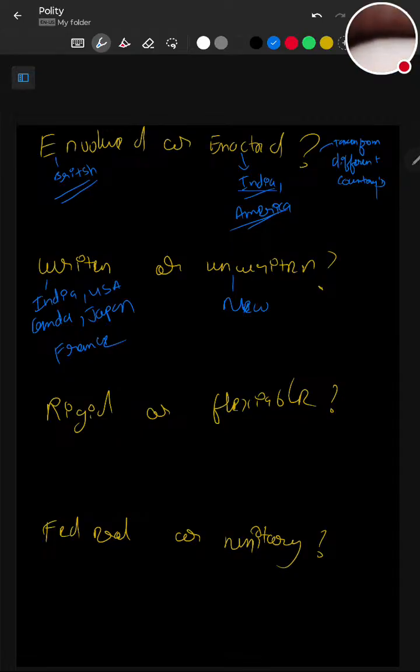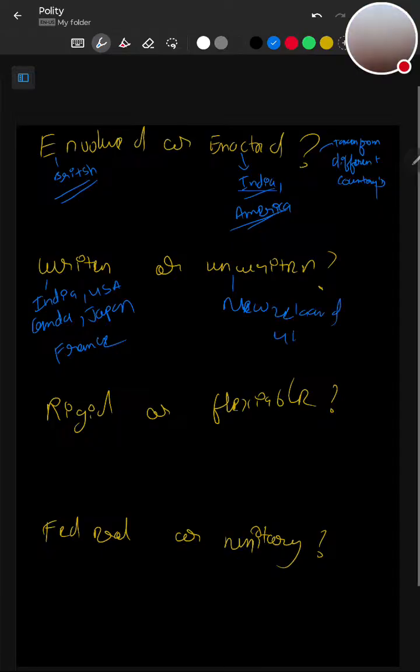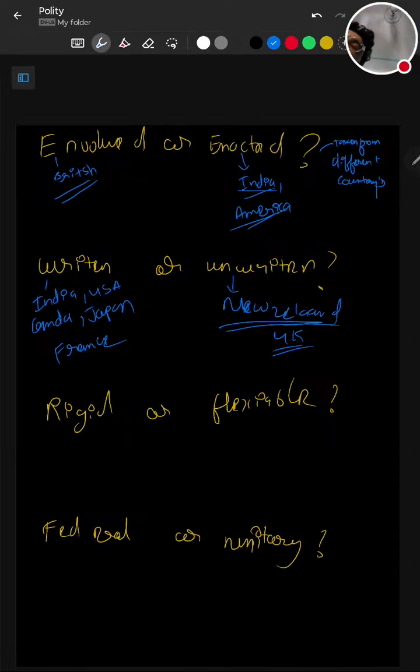New Zealand and the UK. Those that were never captured and are small in size would be unwritten, because they don't really need that many rules to function properly. Whereas India has 393 or some 400 articles, which is the highest in the world. Then the USA has 126 or something like that, then Canada, then Japan, then France, right?